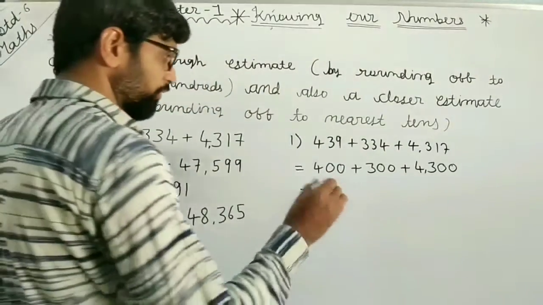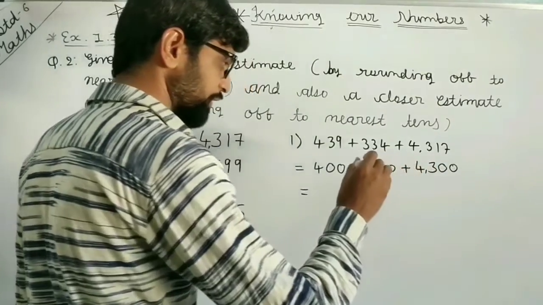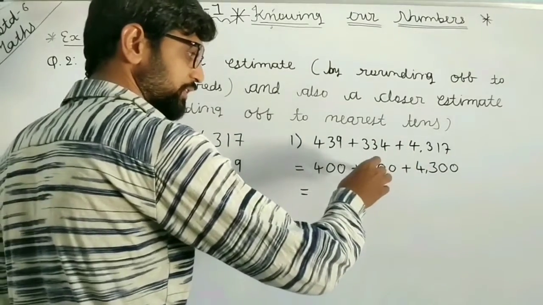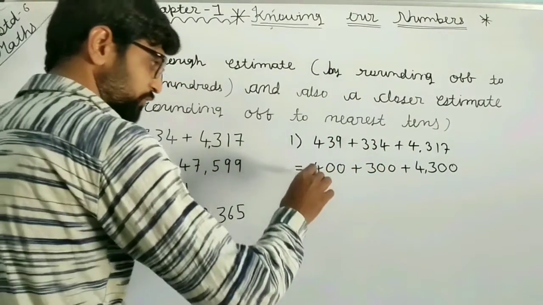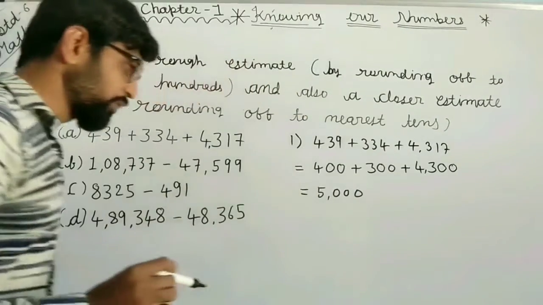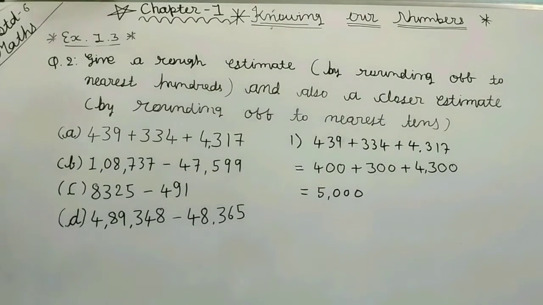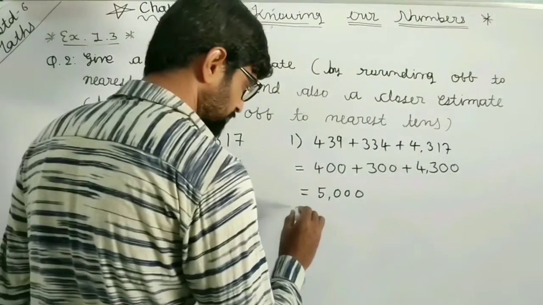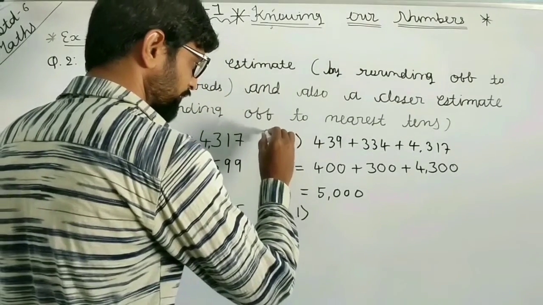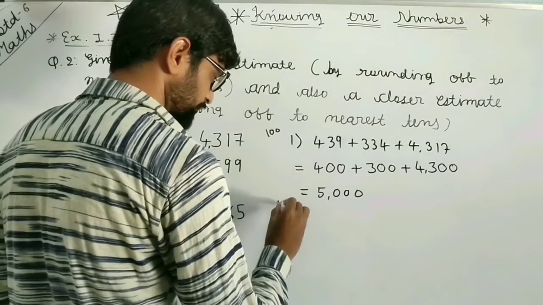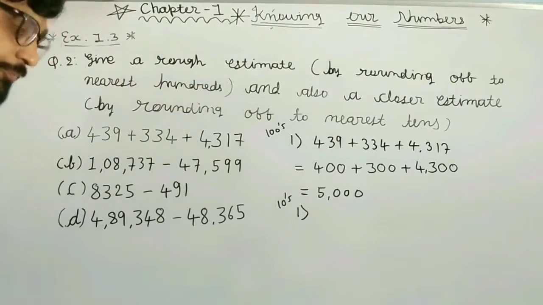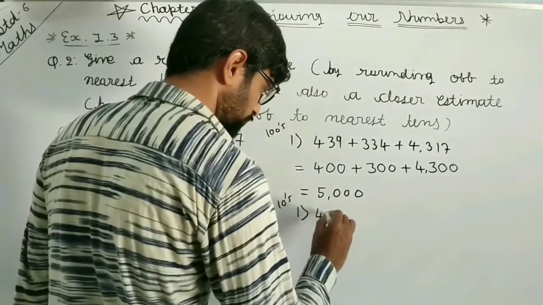Now add all the numbers. 4300 plus 300, 4600. Plus 400 means 5000. Is that clear to everyone? This is nearest to 100. Now the same sum by the nearest tens. Sorry, it is nearest 100, nearest tens. Okay. Now nearest tens. Let us see.